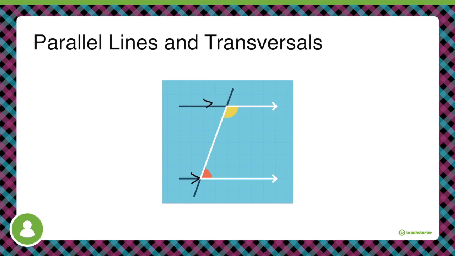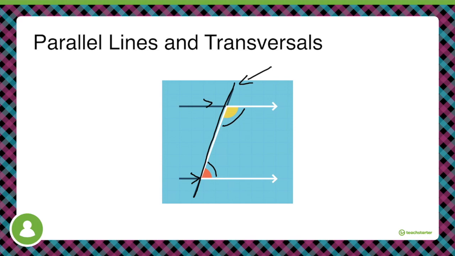If we have a set of parallel lines and then we have another line that cuts through it, like this one right here, that is called the transversal. The line that cuts through parallel lines is called a transversal, and we're going to be looking at the angles that these transversals create.